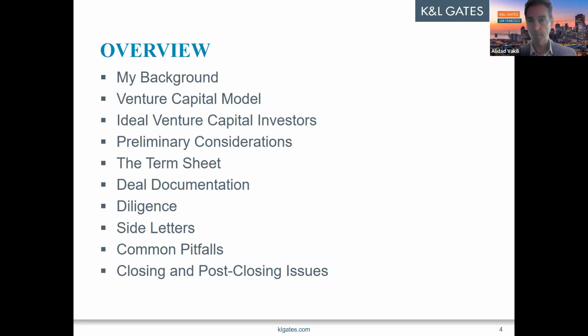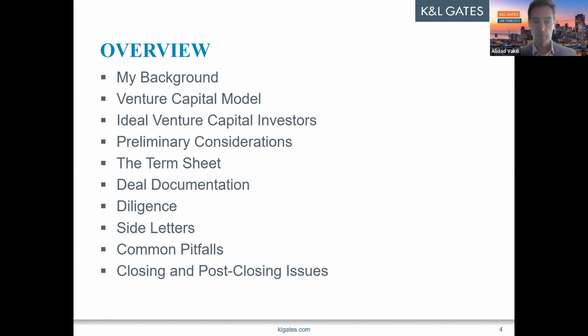Next, we'll talk about deal documentation. So once you've signed a term sheet, what happens? What can you expect the documents to be? What can you expect the documents to address? What's the next step or parallel step with that is the diligence. So at some point, investors will start doing diligence on the company. What does that look like? What are the important key issues? How to best prepare for that?